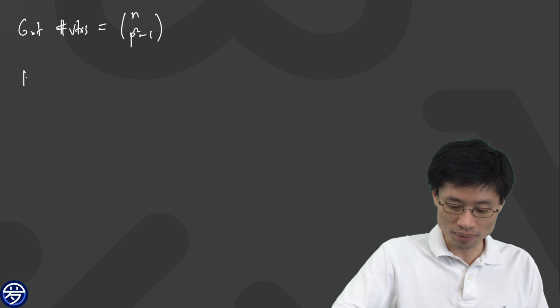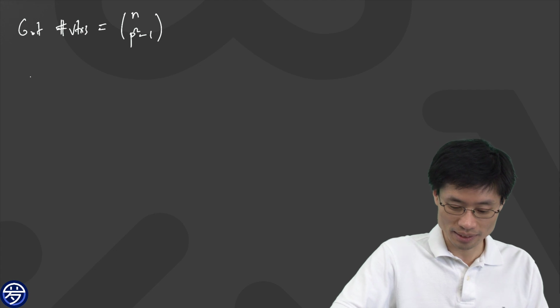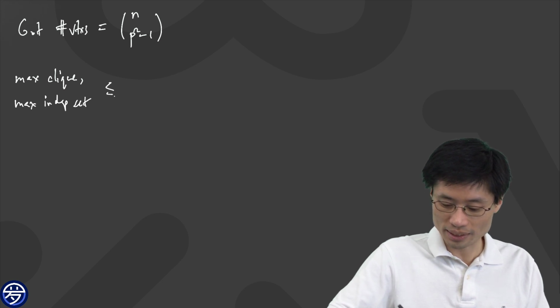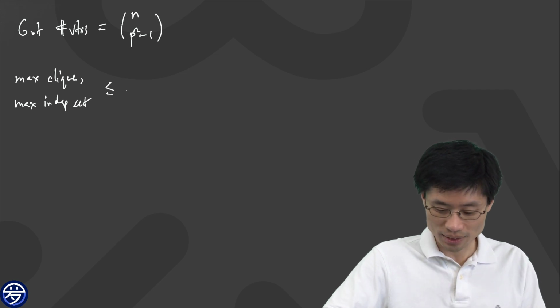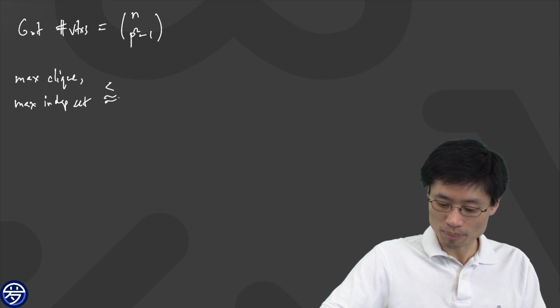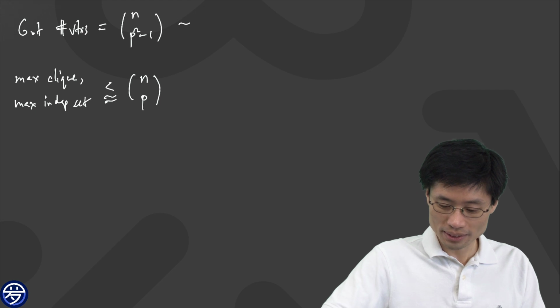And we got that the maximum clique and the max independent set, both of these are at most, order of magnitude, so I'll write ish, n choose p minus 1. Let's just write n choose p, okay? So this, by the way, is going to be about n choose p squared.